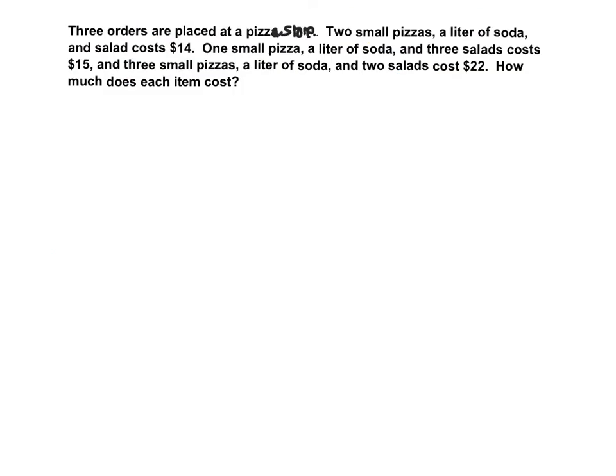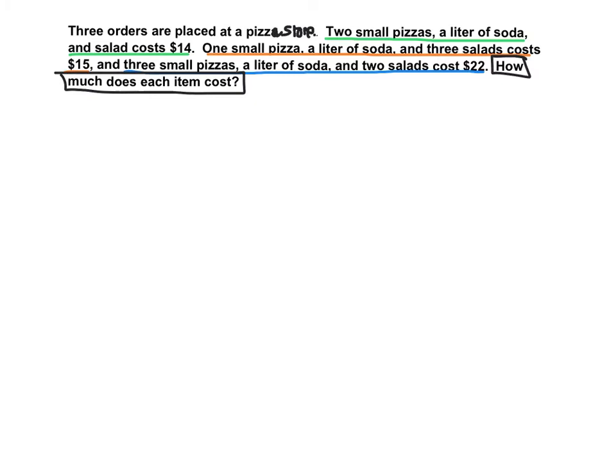Now let's take a look at example 2. 3 orders are placed at a pizza shop. 2 small pizzas, a liter of soda, and a salad cost $14. 1 small pizza, a liter of soda, and 3 salads cost $15. And then finally, 3 small pizzas, a liter of soda, and 2 salads cost $22. How much does each item cost?